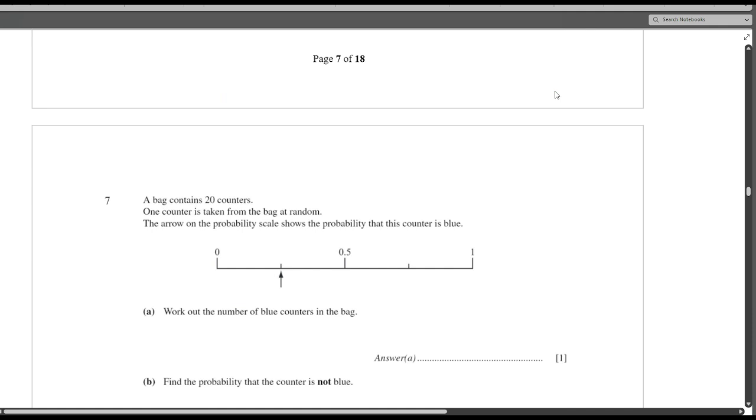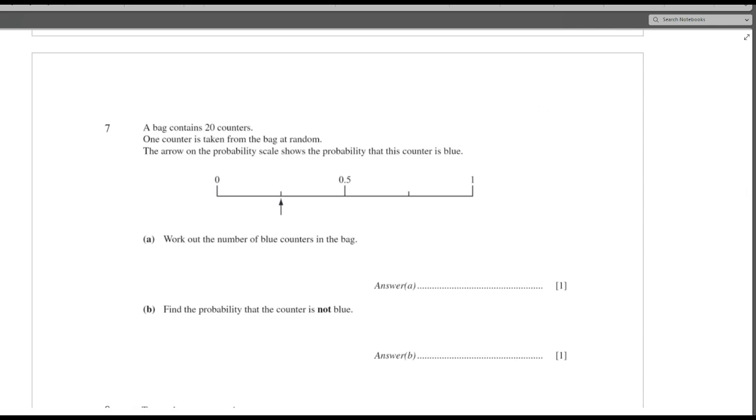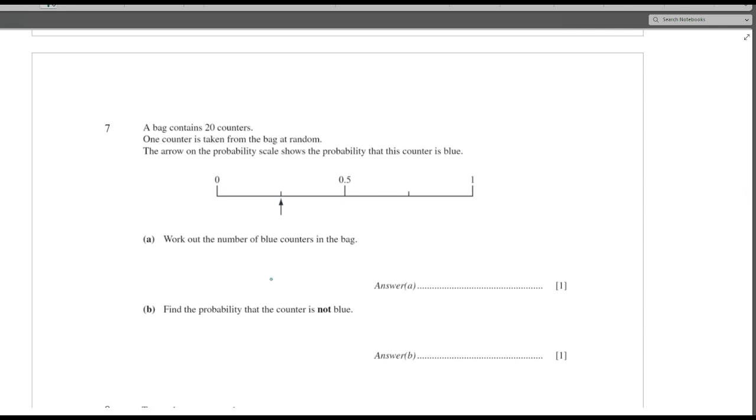Okay, now we are at question number 7. A bag contains 20 counters. One counter is taken from the bag at random. The arrow on the probability scale shows the probability that this counter is blue. Work out the number of blue counters.